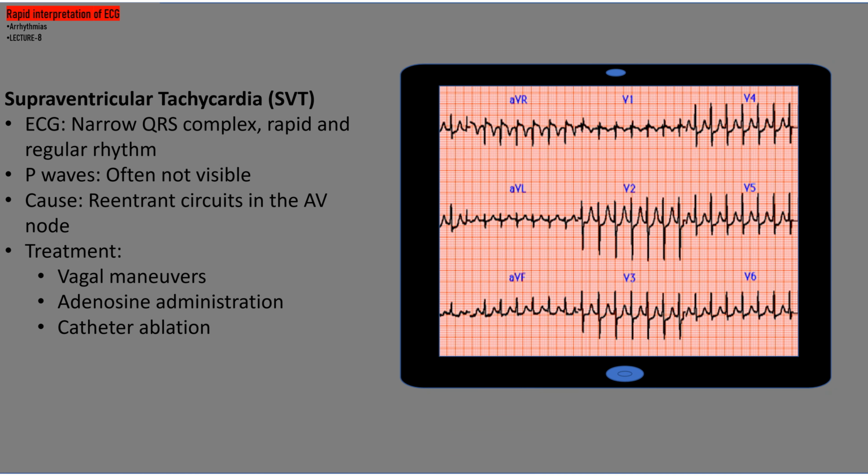Supraventricular tachycardia, SVT. Supraventricular tachycardia is a narrow QRS complex tachycardia with a rapid, regular rhythm, often without visible P waves due to their embedding within the preceding T waves. It is typically caused by re-entrant circuits involving the AV node. Treatment includes vagal maneuvers, adenosine administration, and catheter ablation.